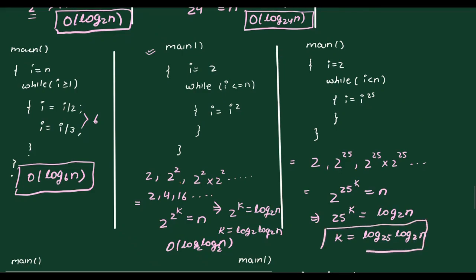Right? So as a general rule, if you are starting from i equals m, and inside the loop you are raising it to a power k, your answer is basically log first k, then log m of n, right?